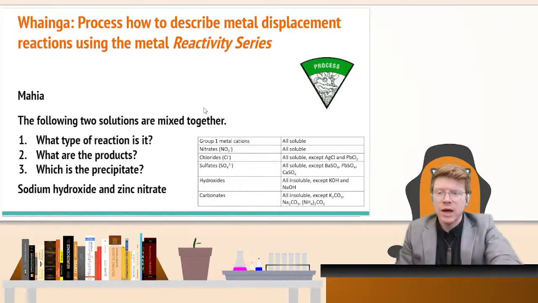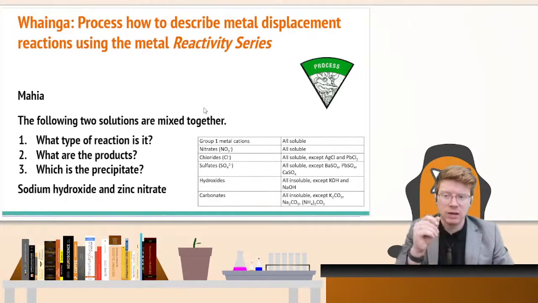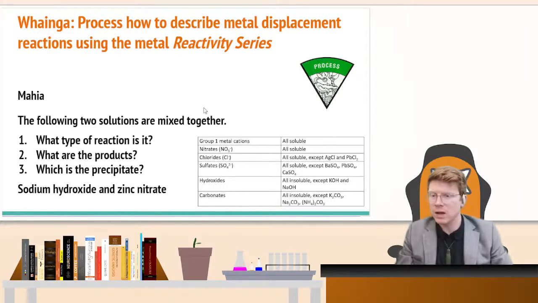Okay. So the answer to this is sodium moves over with the nitrate, and zinc moves over with the hydroxide. So you end up with zinc hydroxide and sodium nitrate. Those are the products that are made in this reaction.